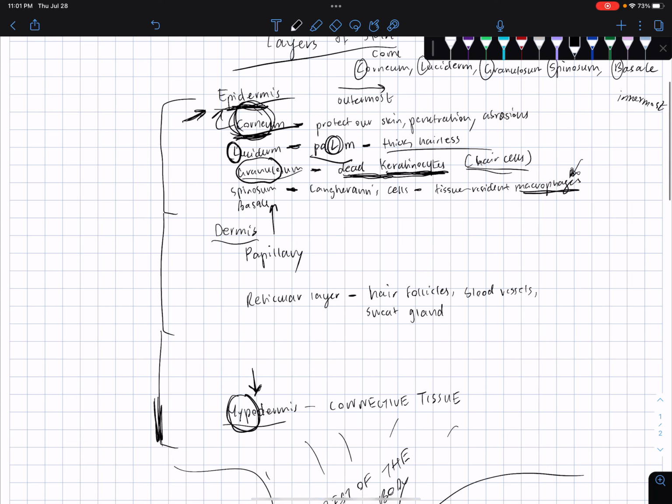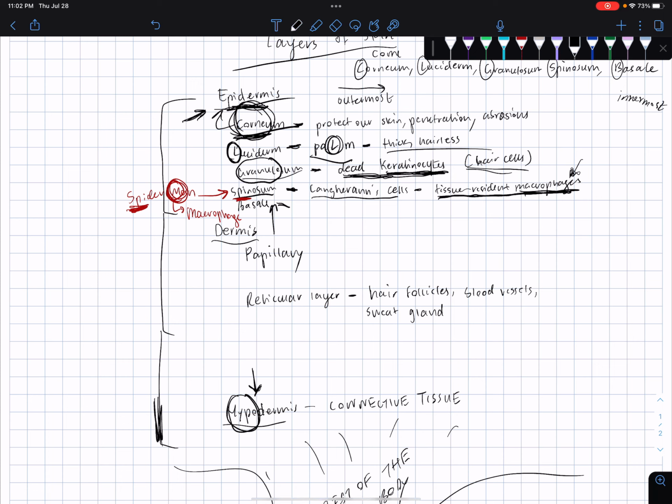So macrophages are a type of phagocyte, and tissue-resident macrophages are called Langerhans cells, and they're found in the stratum spinosum. So one way I like to remember it is that the spinosum kind of sounds like spider. So I like to think of Spider-Man. So spider, SPI, is kind of like the SPI in spinosum. And the M in man, MA in man, is going to stand for macrophage. So that's a way that you can remember that.